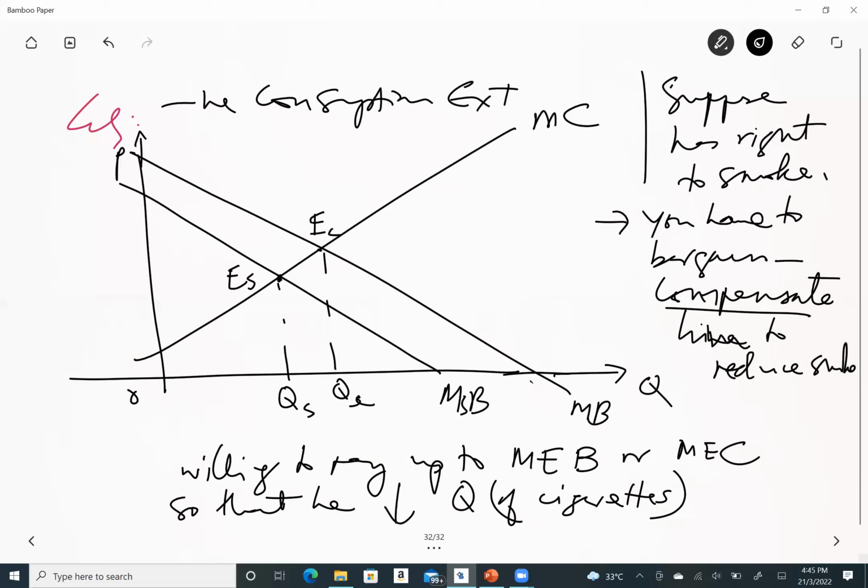Now, if he has the right to smoke, then where is our initial point? He has the right to smoke. He can smoke until he dies, it's fine. He will smoke from morning until evening non-stop because he has the right to smoke. Where is the beginning point? Because at the end, we are going to end up with ES. We know it's going to end there, but where do we begin?